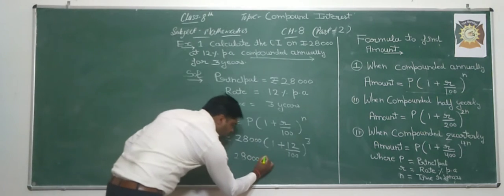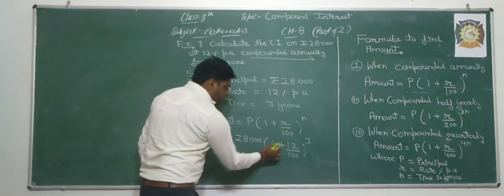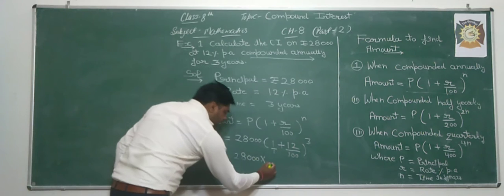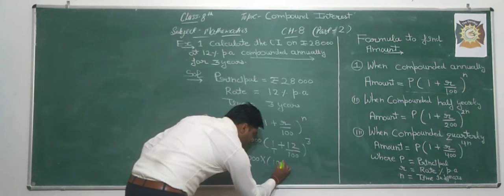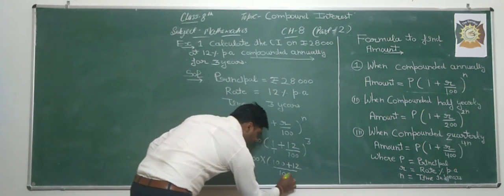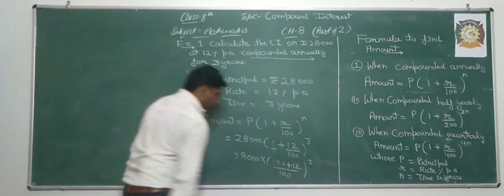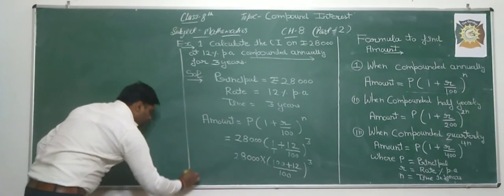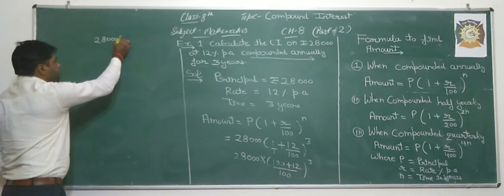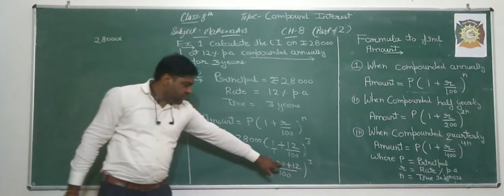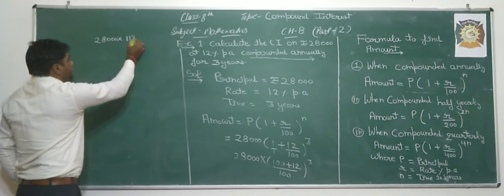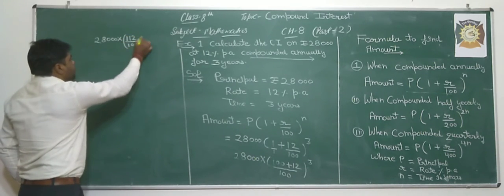Now here that means multiply. Now simplify this one. So even we can write here 1 upon 1. Then apply the cross multiplication, then it becomes 100 plus 12 upon 100 raised to the power 3. Now this is 28,000 multiplied by, then it becomes 100 plus 12, this is 112 upon 100 raised to the power 3.